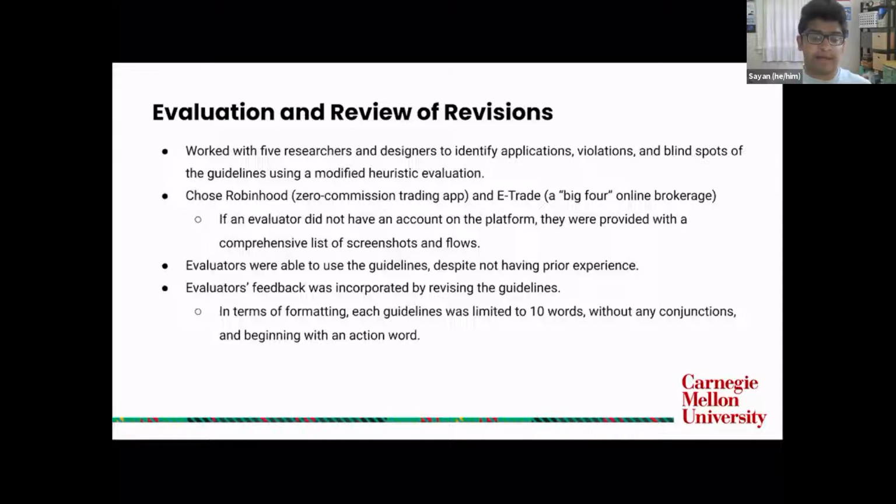Evaluators in this phase were able to identify applications, violations, and blind spots of the guidelines, despite not having any prior experience designing trading platforms. In phase 4, I incorporated the evaluators' feedback and revised the guidelines. First, I rephrased the encourage thoughtful trading guideline into encourage deliberate trading to clarify the emphasis on deliberation and systematic processing. I also improved the order in which the guidelines were presented and labeled them. I also ensured that my final guidelines followed phrasing conventions that were also used by other researchers.